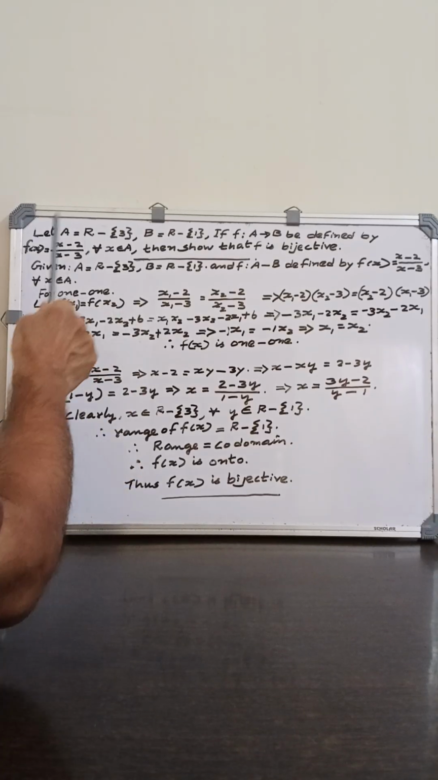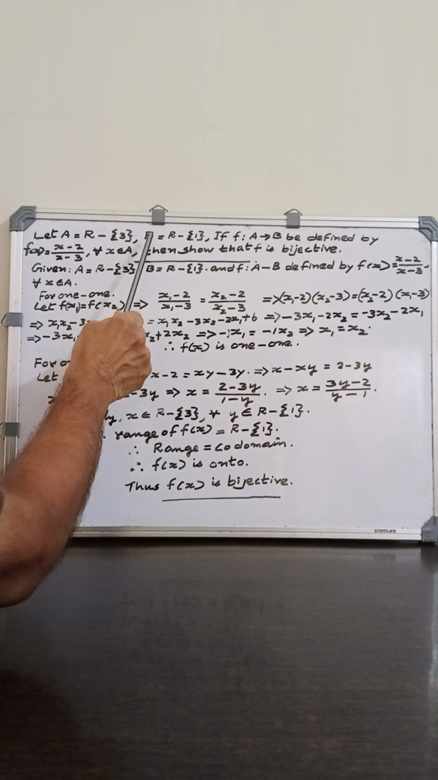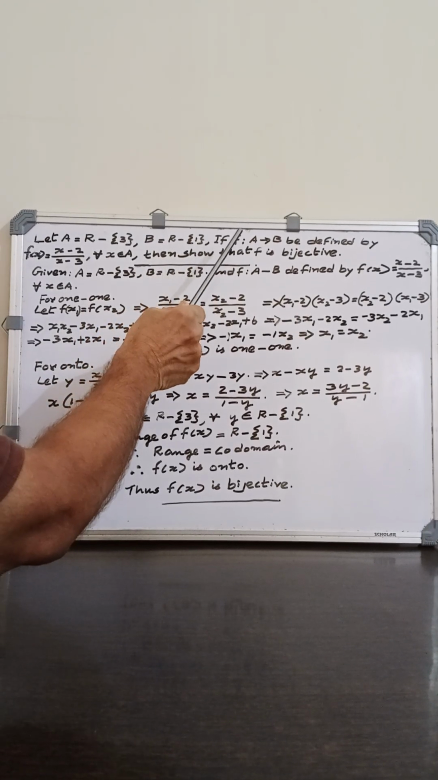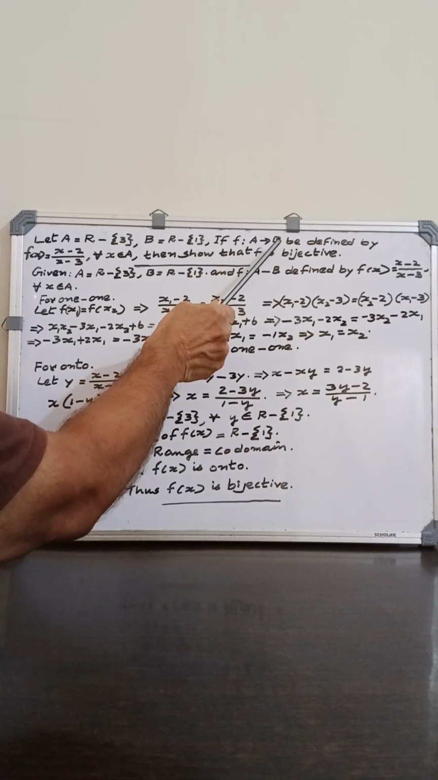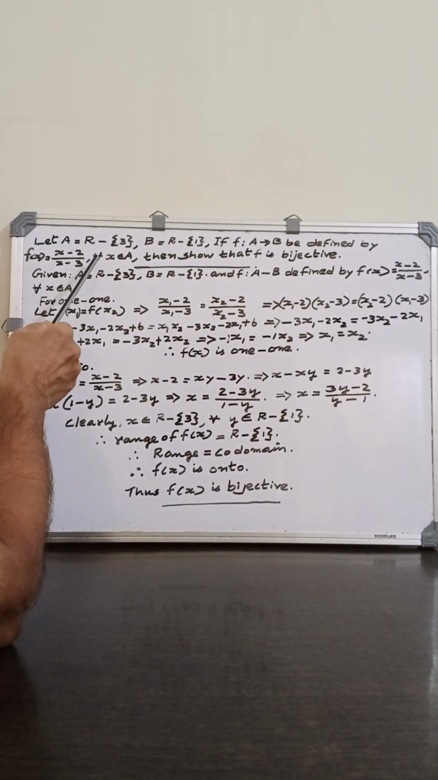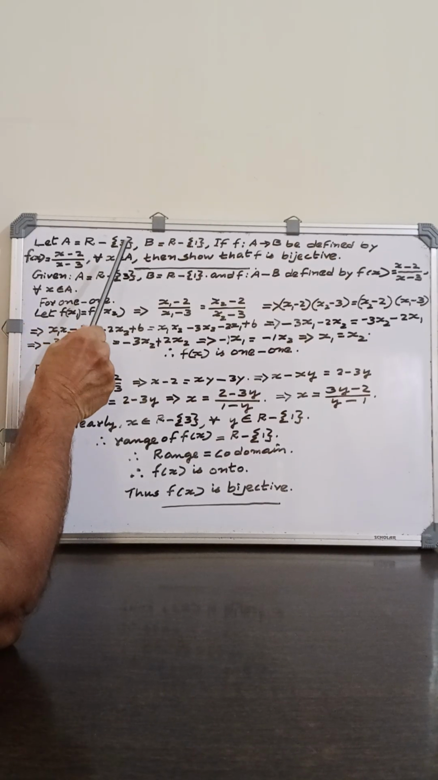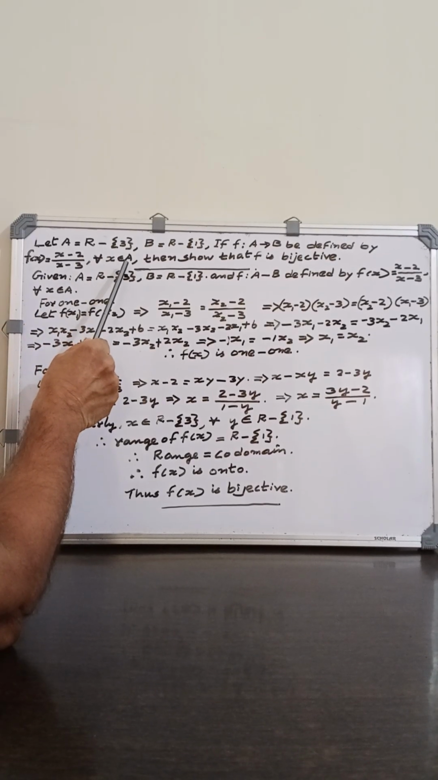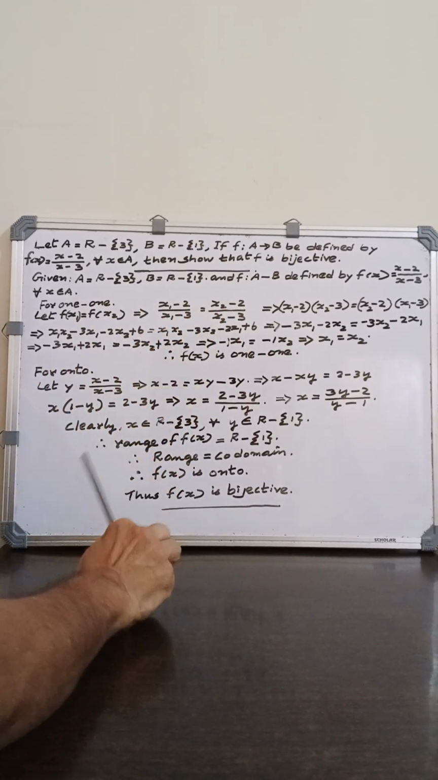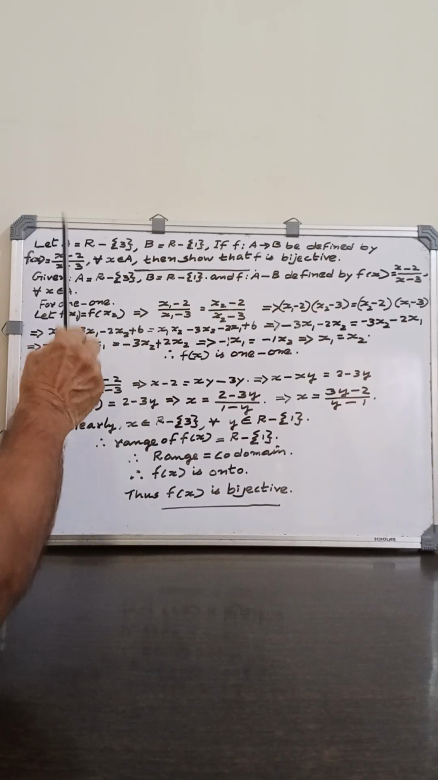Let us see. Let A equals R minus {3}, B equals R minus {1}. If f: A → B is defined by f(x) = (x − 2)/(x − 3) for every x belongs to A, then show that f is bijective. That is, this function is a bijective function.